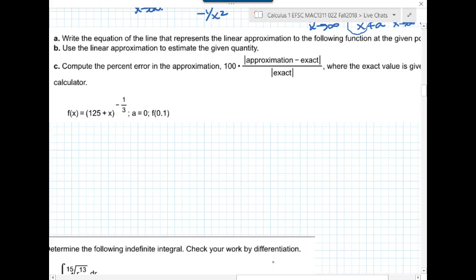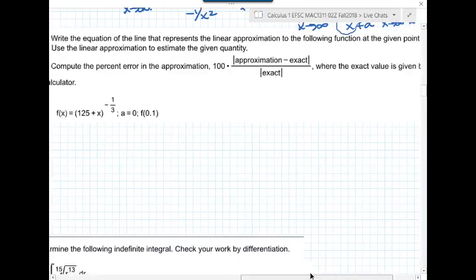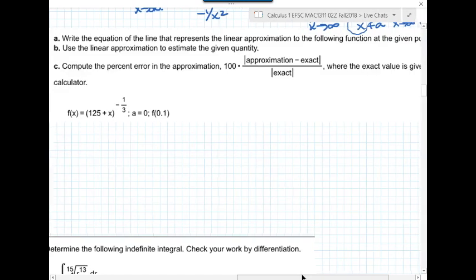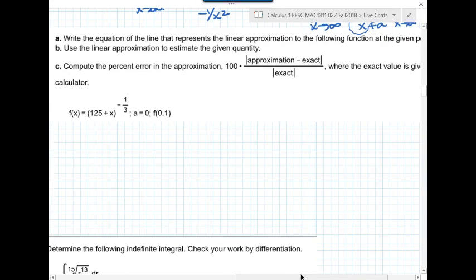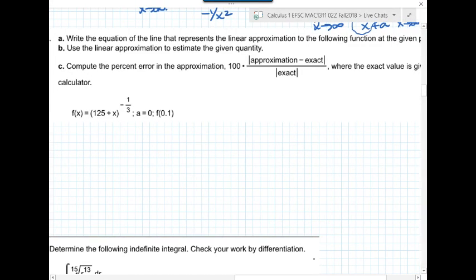All right, so that was item number 3 on your review. Please don't hesitate to ask me questions and just type in the chat bar if there's anything you need me to go over. I can always go back to a previous problem as well.